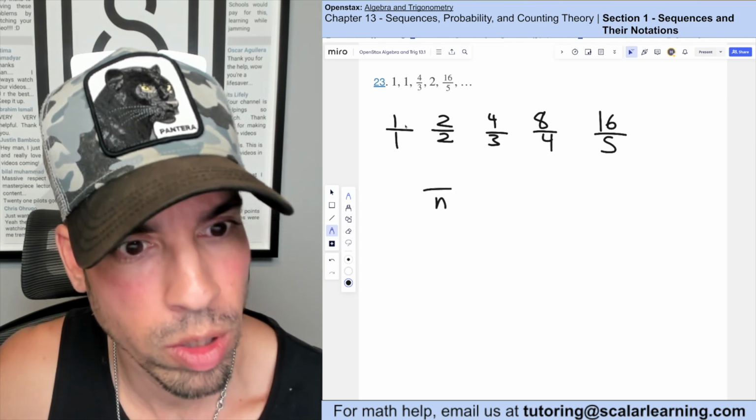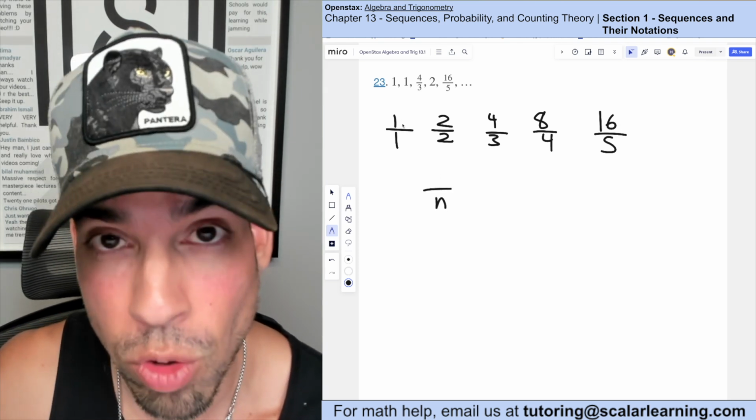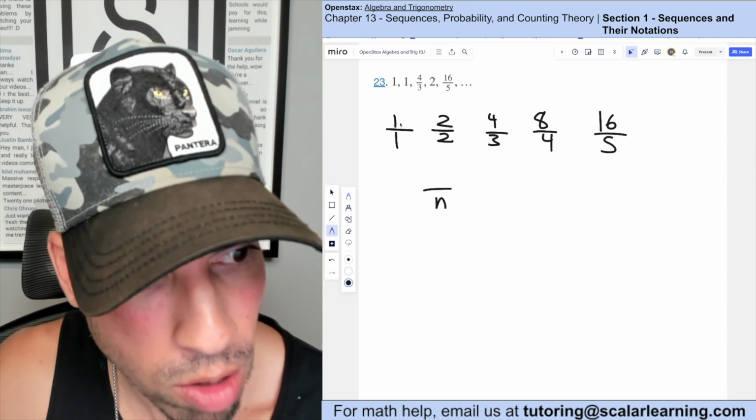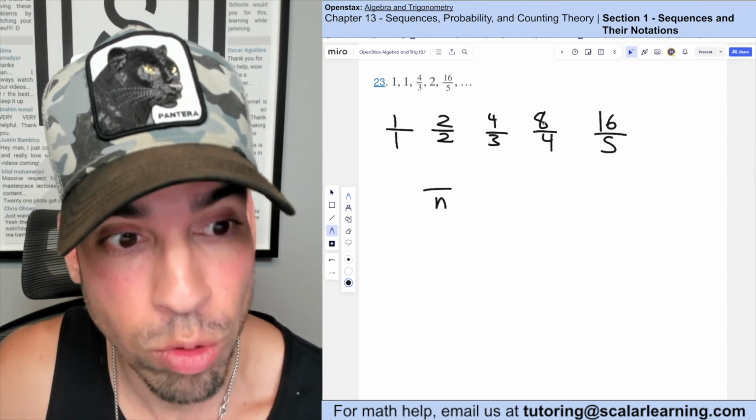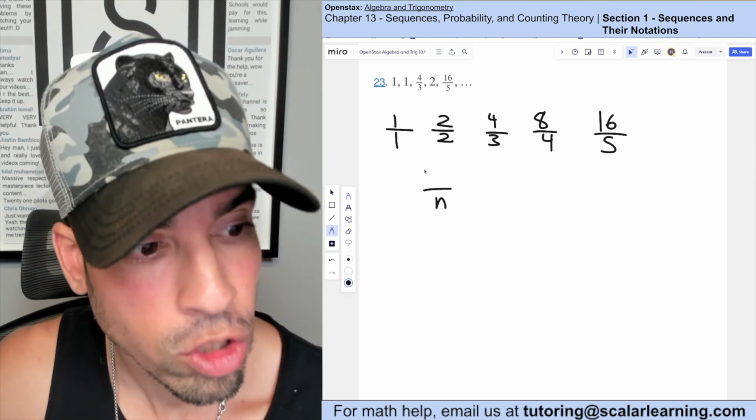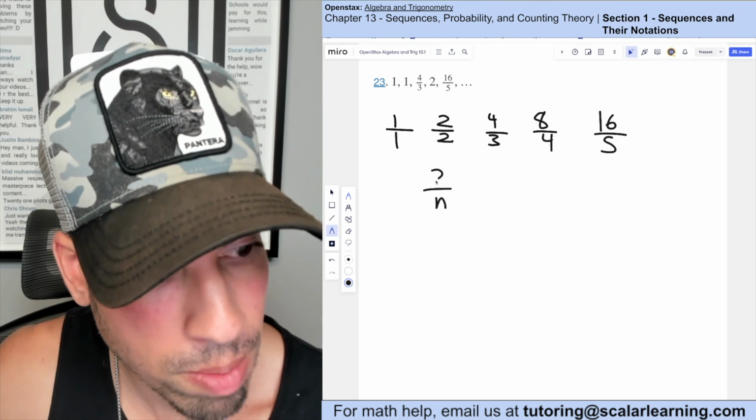So what's happening on the numerator? We're going up by powers of 2. Look how interesting this is. Now we got 2 to the power of 0, 2 to the power of 1, 2 to the power of 2, 2 to the power of 3. Very interesting, right? So then we could say that this up top is going to be 2.